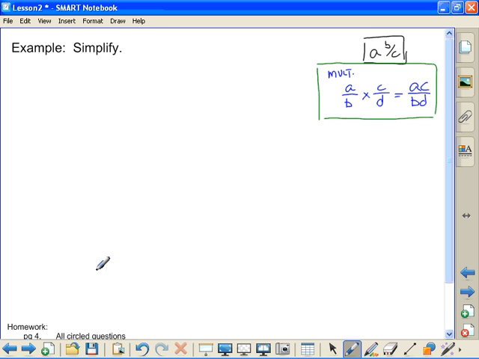Okay, finally, a couple of examples involving radical expressions. So simplify, and the instructions on the test will be write in exponential form.